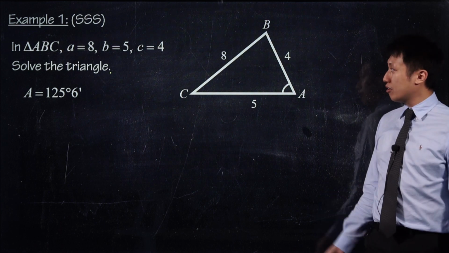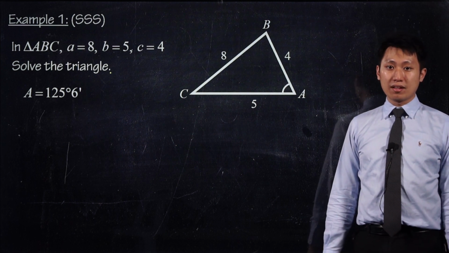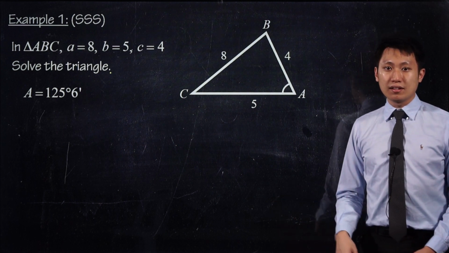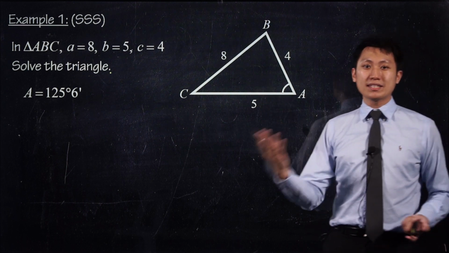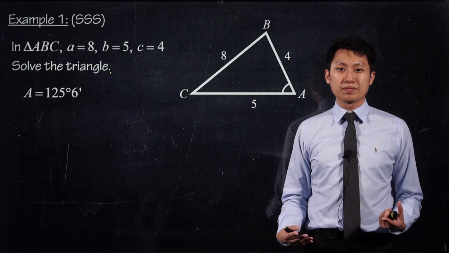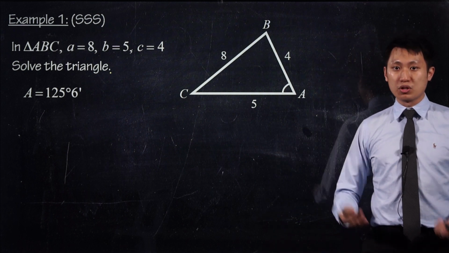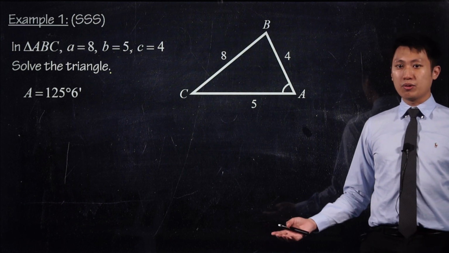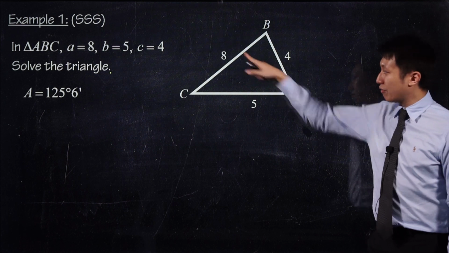Okay, next I want to find, say, B. How do I find B? Do I use cosine rule again? You can use cosine rule again, but if you compare sine rule and cosine rule, which one is simpler? Sine rule. So if you are given a chance to use sine rule, will you use cosine rule? No, you won't.